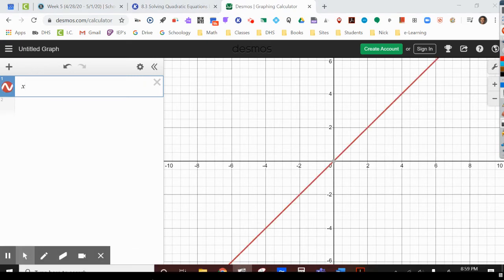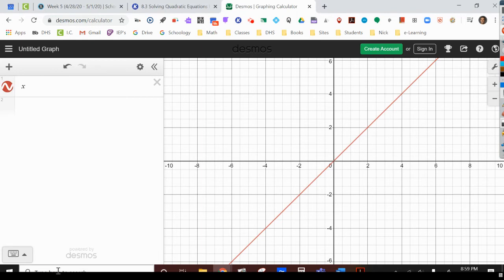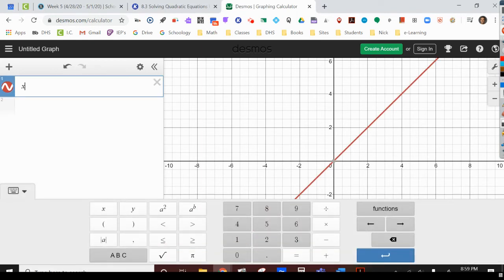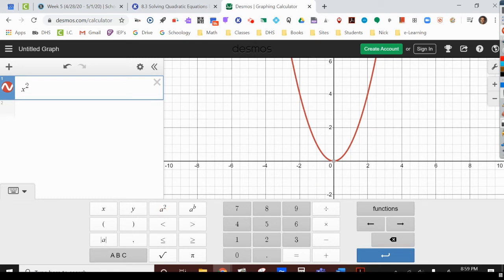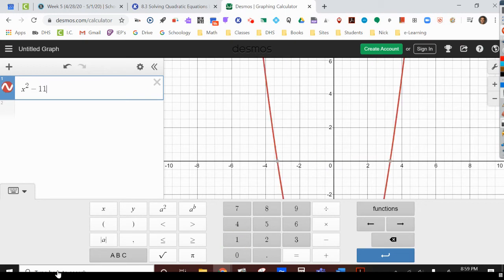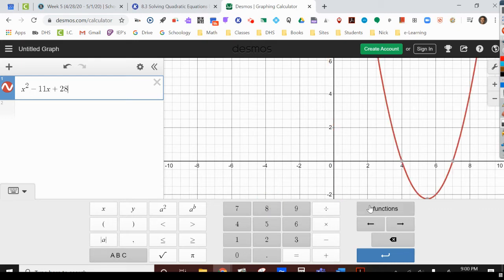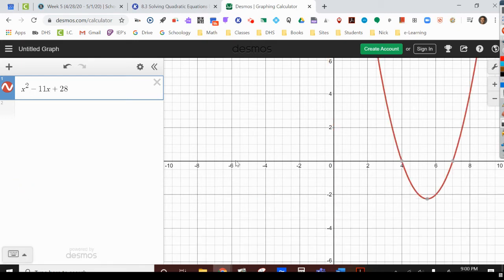Okay, how do I get that squared part? To get that squared part, we can pull up this keyboard, and here this a2 is going to be the squared. So we get x squared minus 11x plus 28. That wasn't plus, so go back. And there's a plus 28. And look at that, there's our graph.